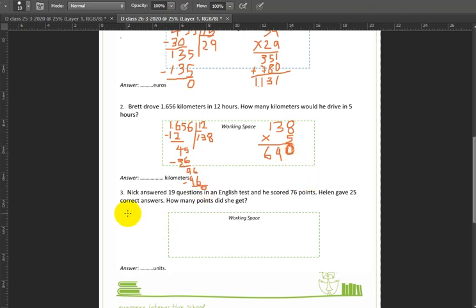Okay, next up, Nick answered 19 questions in an English test, and he scored 76 points. Helen gave 25 correct answers. How many points did she get? So I need to figure out how many points each question was worth, assuming that all questions were worth the same amount of points. And once I figure that out, I can say, well, if one question is worth, let's say, 5 points, then how much will 25 questions be worth?